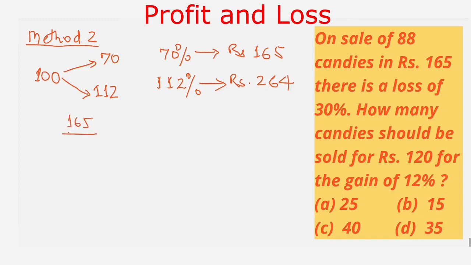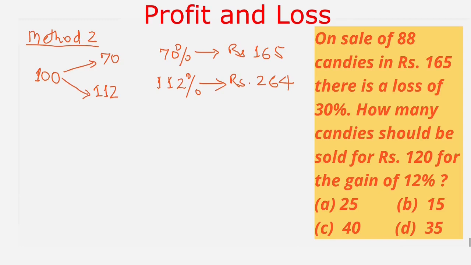165 upon 70 multiplied by 112. 14 divides 112 for 8 times and 70 for 5 times, and 5 divides 165 for 33 times, and 8 times 33 is 264. This way we can find the value of 112%. Now we erase our rough work. It means that we should sell 88 candies for rupees 264 instead of rupees 165.